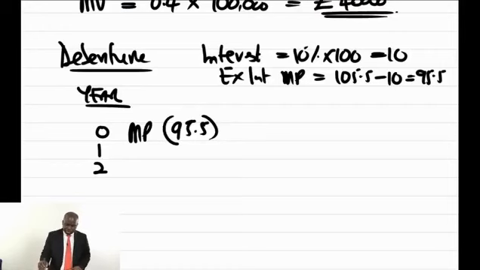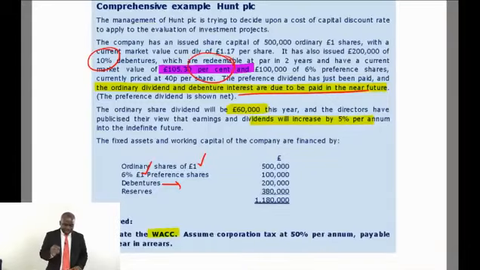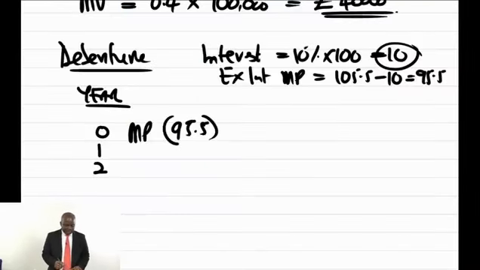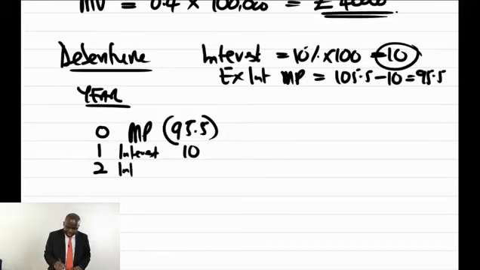Okay? So interest. Now, if interest is 10, we need to deduct tax. But look at what the question said. Tax is 50% paid 1 year in arrears. So what am I going to do? You have to be very careful here. I have to get interest in year 1, which is 10. Interest in year 2 is also 10. But the tax in year 1 will be paid in year 2. So the tax will be 5 here, minus.